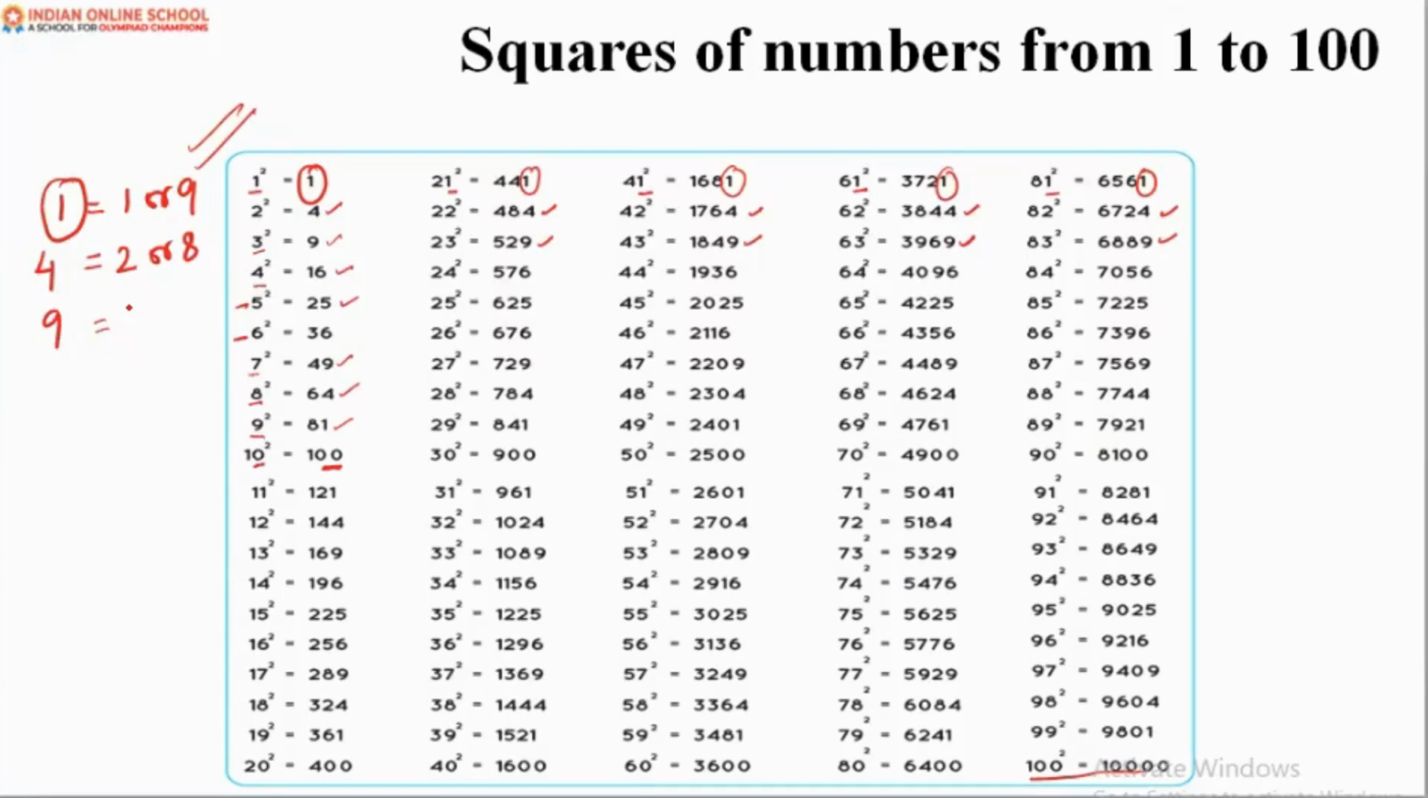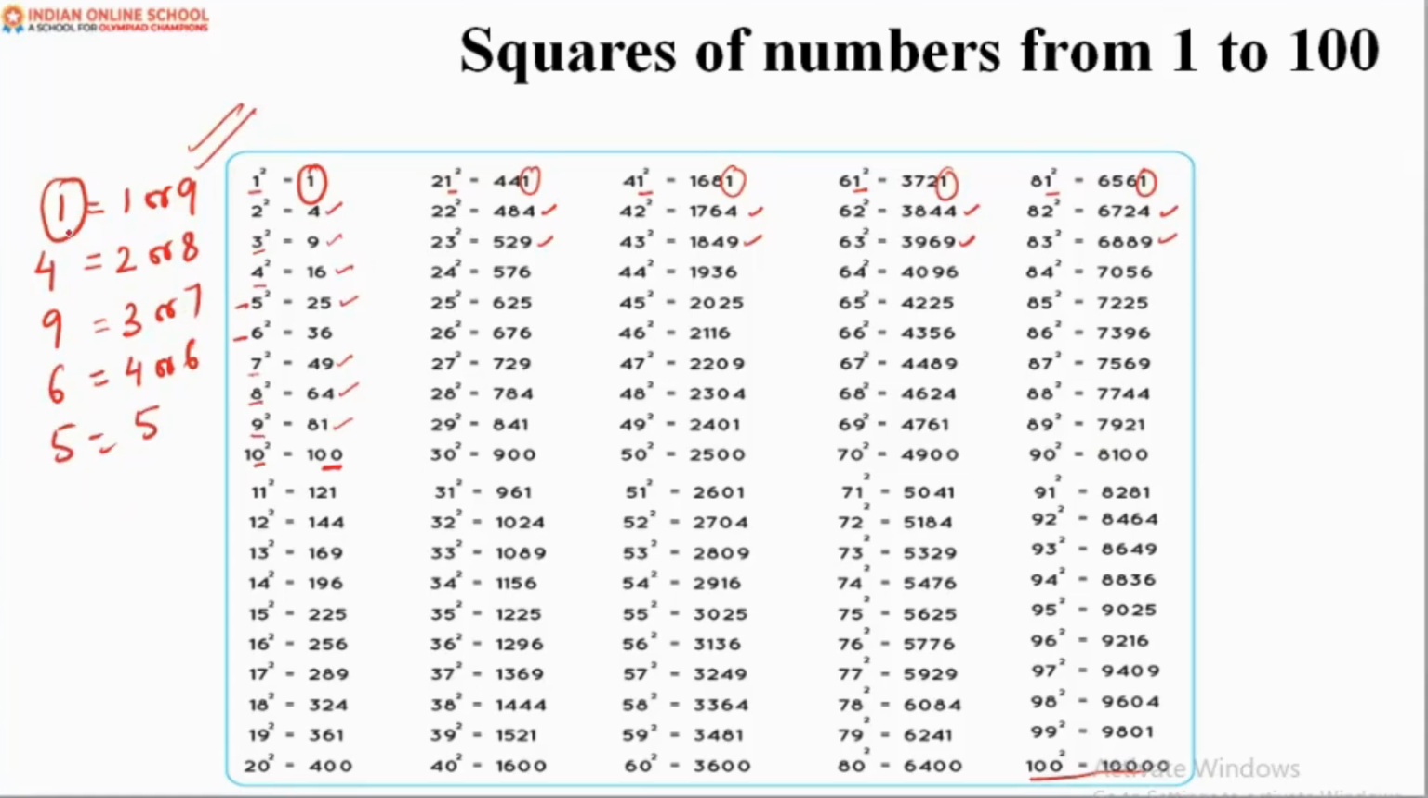7 and 3. Very nice. 7 or 3. Correct? And which square number is going to end at 6? Perfect square number? 4 and 6. Correct? Okay. So this is the thing. And for 5, it has to be 5 only. Got it? Yes. So these are the things.